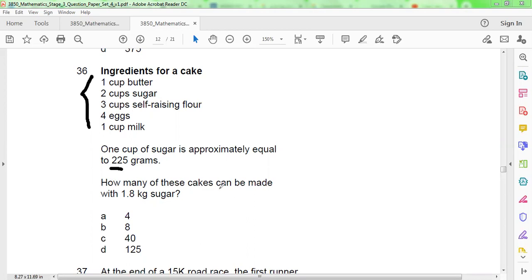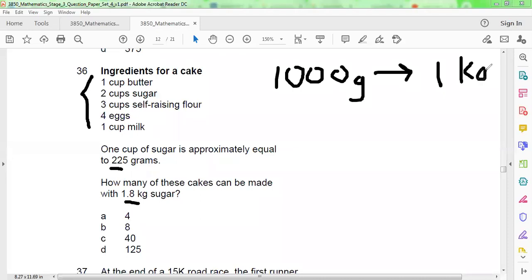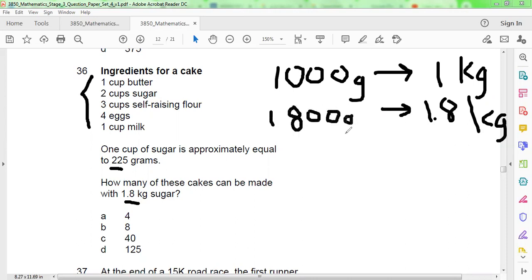It says, how many of these cakes can be made with 1.8 kilogram of sugar? So the first thing we need to know is that 1,000 grams of sugar gives you 1 kilogram. So if you have 1.8 kilogram of sugar, that's 1,800 grams of sugar, not true? All right, so let's say you have 1,800 grams of sugar. How much cake can you get out of that?